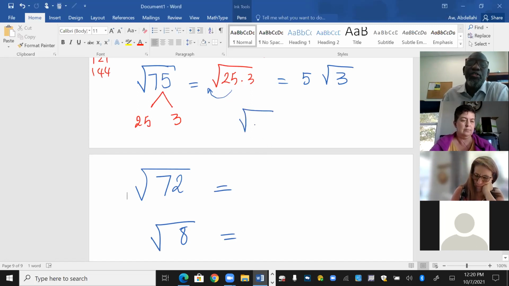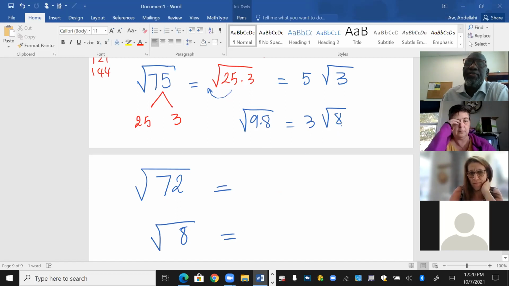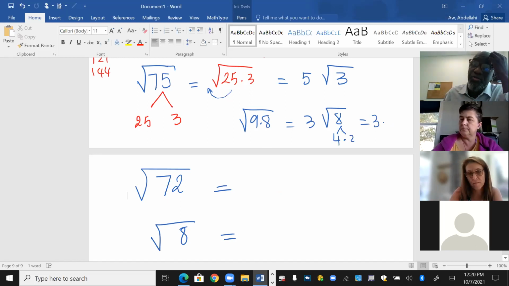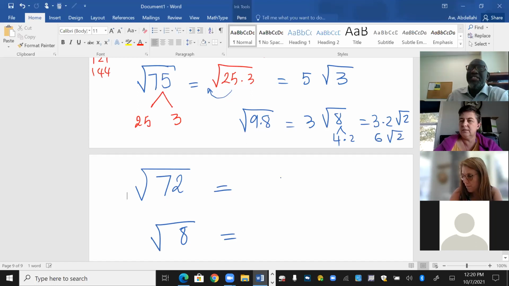You can see square root of 9 times 8. So it's going to be 3 square root of 8, and then we have to keep going because 8 is 4 and 2, right? Okay, it's going to be 3 times 2 times square root of 2, which is 6 root 2. But there is one step thing: instead of 8 and 9, we can say 36 and 2.